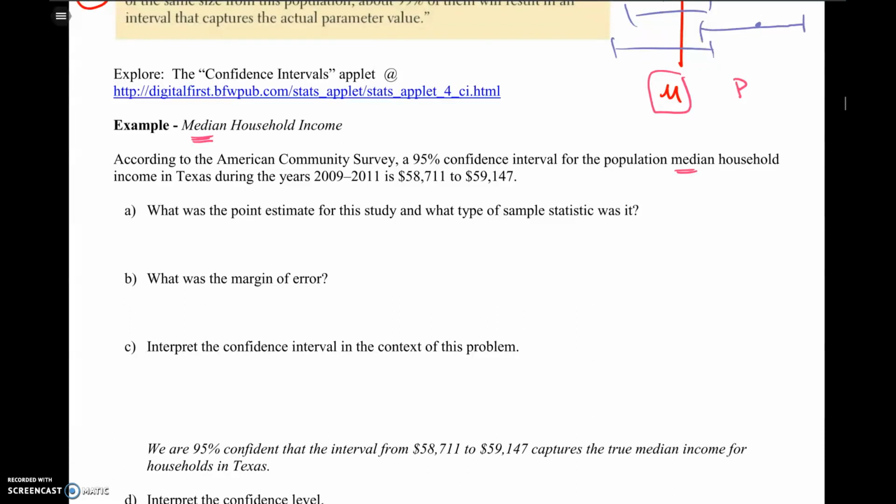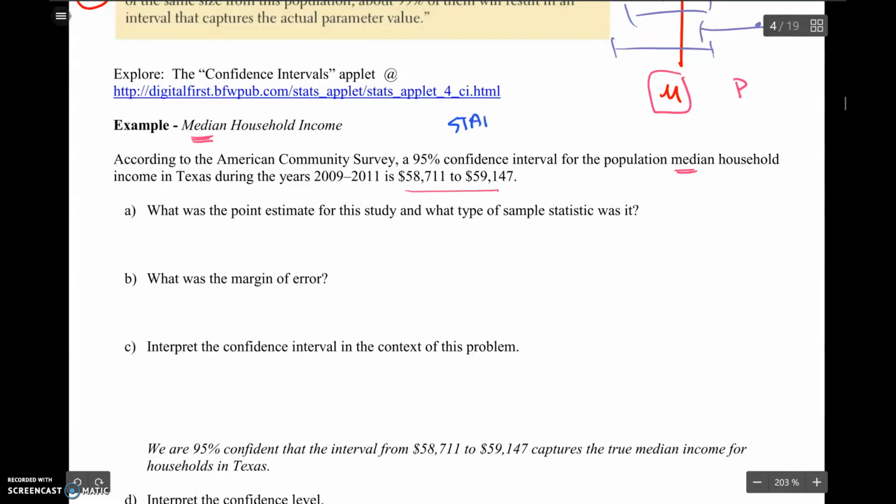According to the American Community Survey, a 95% confidence interval for the population median household income in Texas during the years 09 to 11 is 58,700 to 59,147. What was the point estimate for the study, and what type of sample statistic was it? Well, to be honest, I guess we can't really answer either one of these.